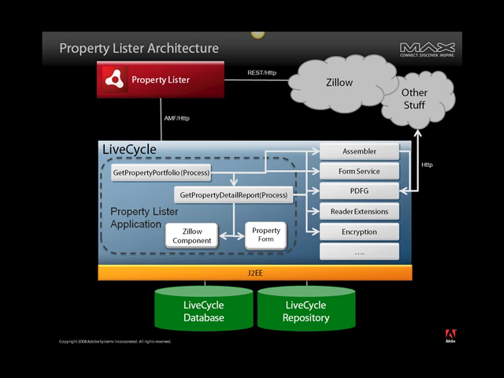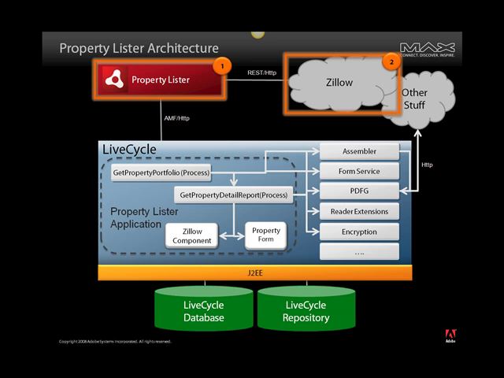Now let's take a quick look at the PropertyLister architecture. First, we have the PropertyLister AIR application, which communicates to Zillow to inquire about property listings. Zillow is the real estate platform in the sky, and it does that communication via REST over HTTP. Once it has that set of listings, it then calls out to LiveCycle, the Get Property Portfolio service, which is implemented as a LiveCycle process. Communication is done over AMF/HTTP. AMF is Action Message Format, a format used by the Flash player to communicate to back-end services.